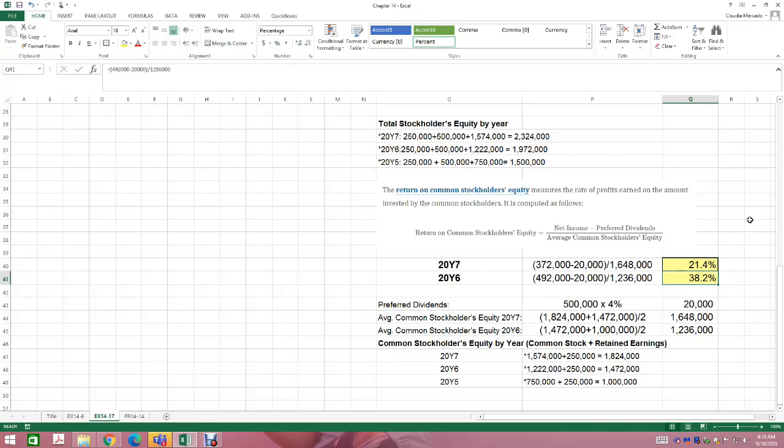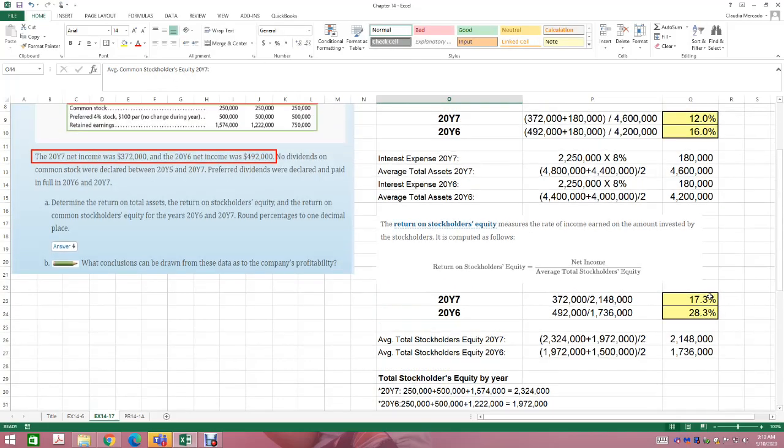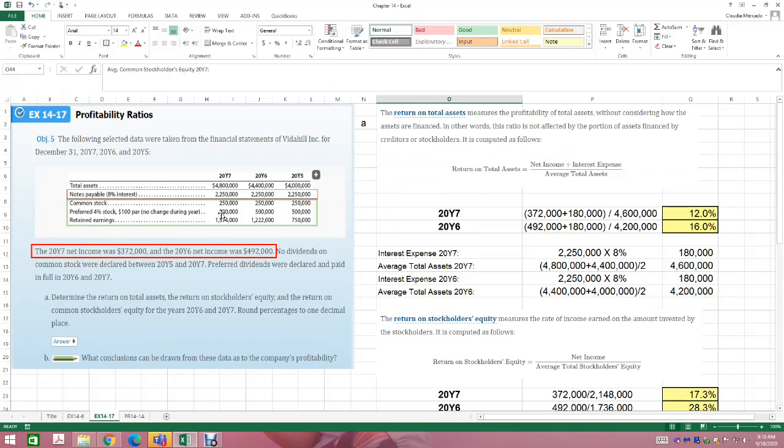The key to these ratios, before you start trying to figure out the formula, is to identify all of your components. Are they given to you or do you have to calculate them? If you have to calculate them, then calculate them first. So I calculated my preferred dividends for 20Y7, 20Y6, and 20Y5. All of these will be that 20,000. Why? Because my preferred stock did not change. It was 500,000 every year, 4%.